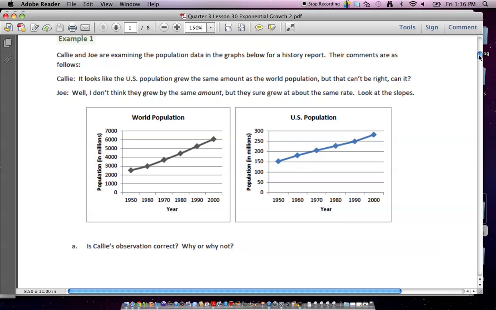Aren't there like billions of people in the world? Yeah, but if you look at thousands of millions, that's called billions. Oh, that makes sense.